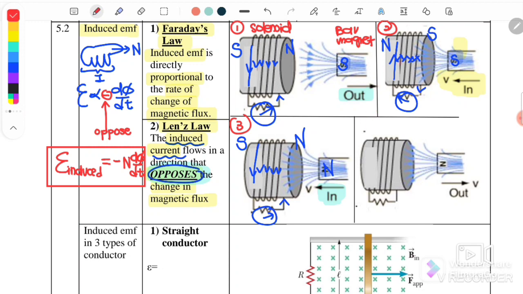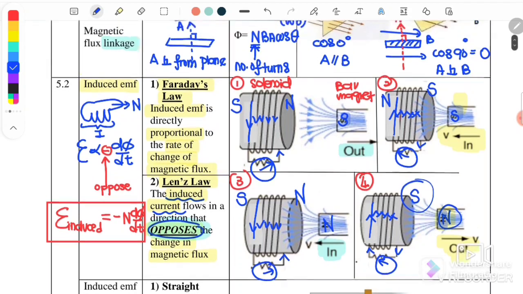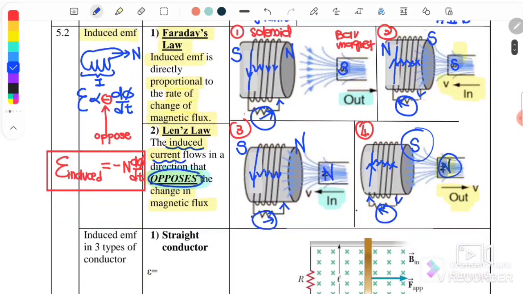Then we go to case 4. Now the bar magnet is moving away. The north pole is moving away from the solenoid. Because north is moving away, the solenoid will try to attract it back. This one will be south. So this current will flow upward in a clockwise direction. So the galvanometer will deflect to the left. Because north and south attract, when you move away, it will try to attract you back.